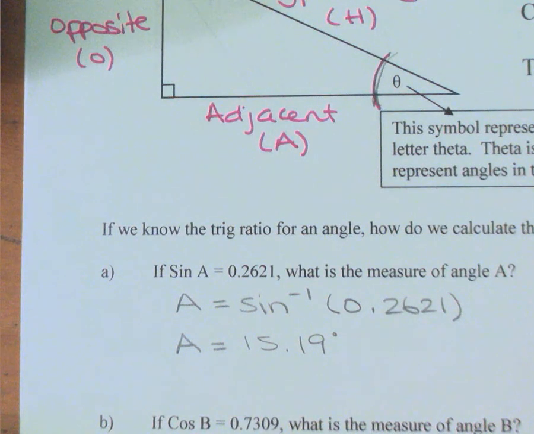If you have a different type of calculator, you're probably going to have to do 0.2621 and then shift or second and then sine and then the equals. You're doing everything again backwards.